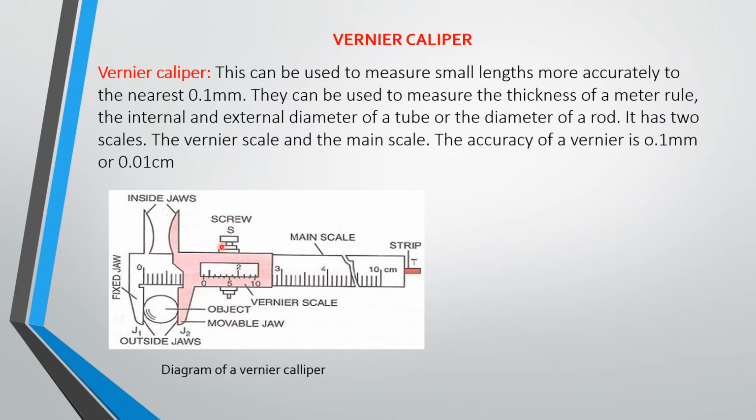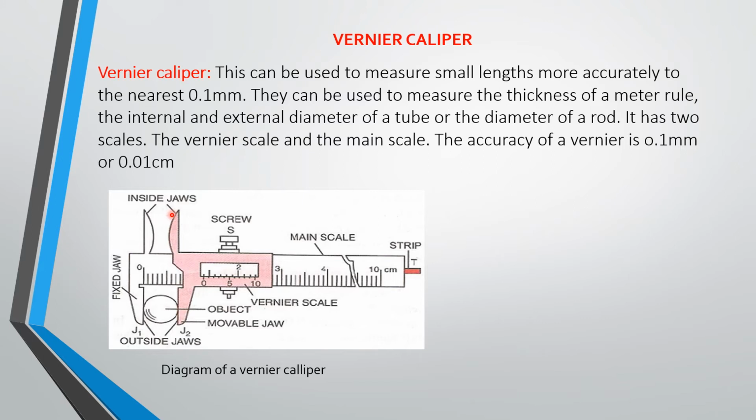And the same thing too, in this particular Vernier caliper, you must also avoid error due to parallax. The Vernier caliper can be used to measure the thickness of a meter rule. You can also use it to measure the internal or the external diameter of a tube. Like if you have a cup and you want to measure the internal diameter of the cup, you use this inside jaw to hold the cup.